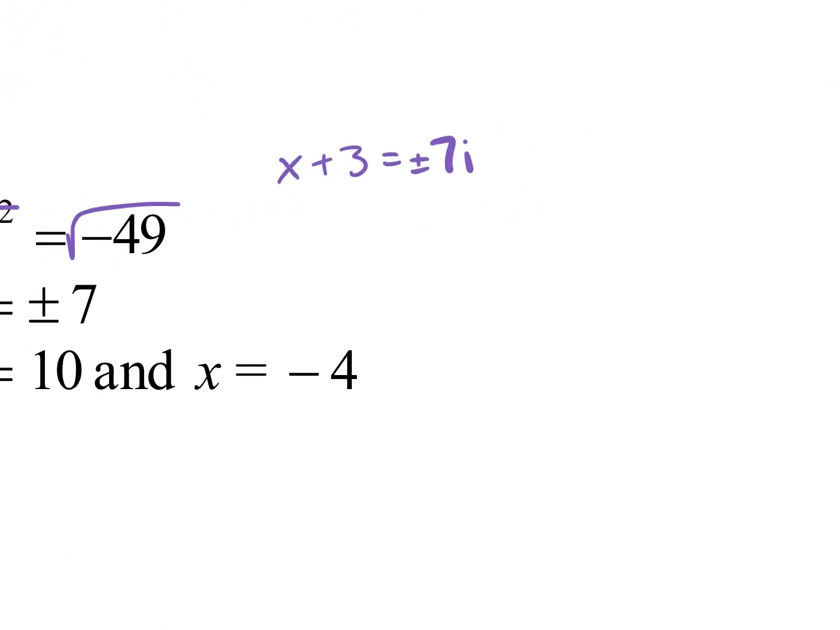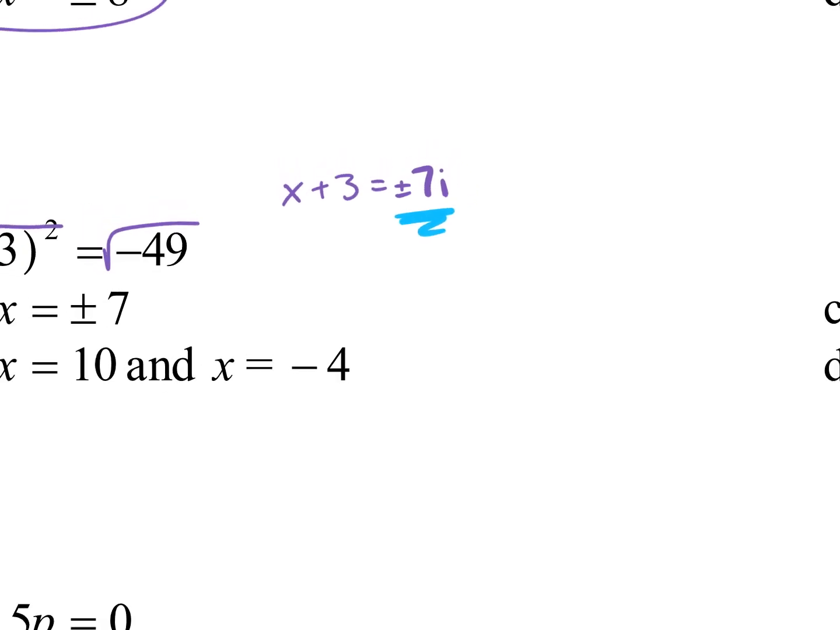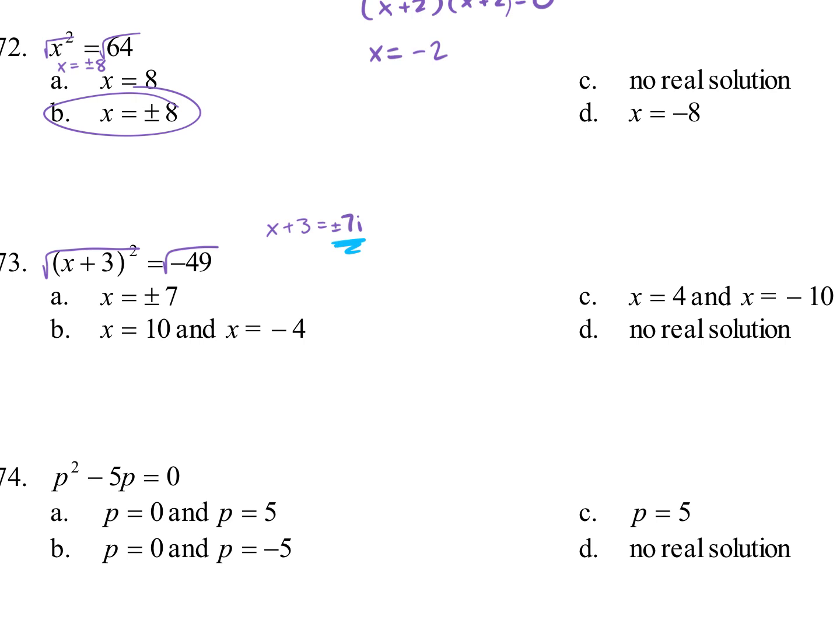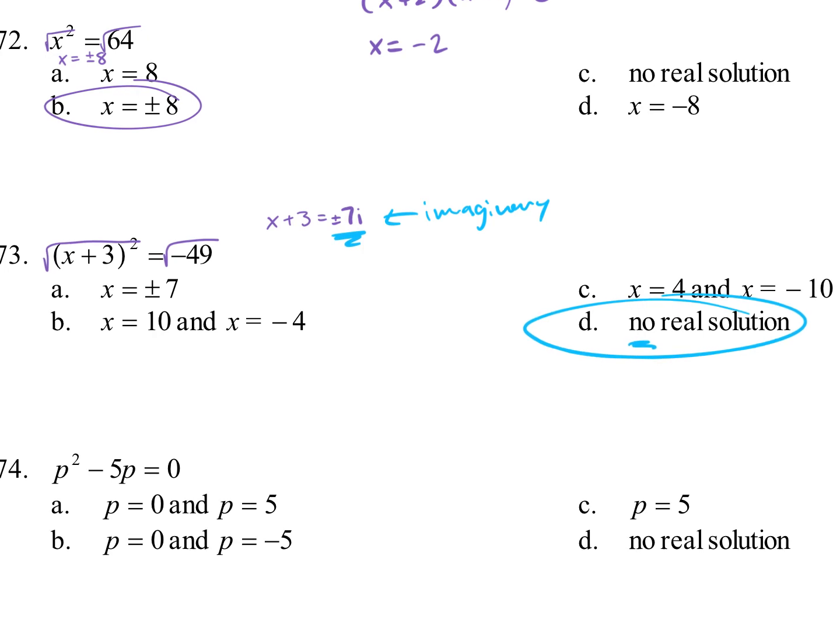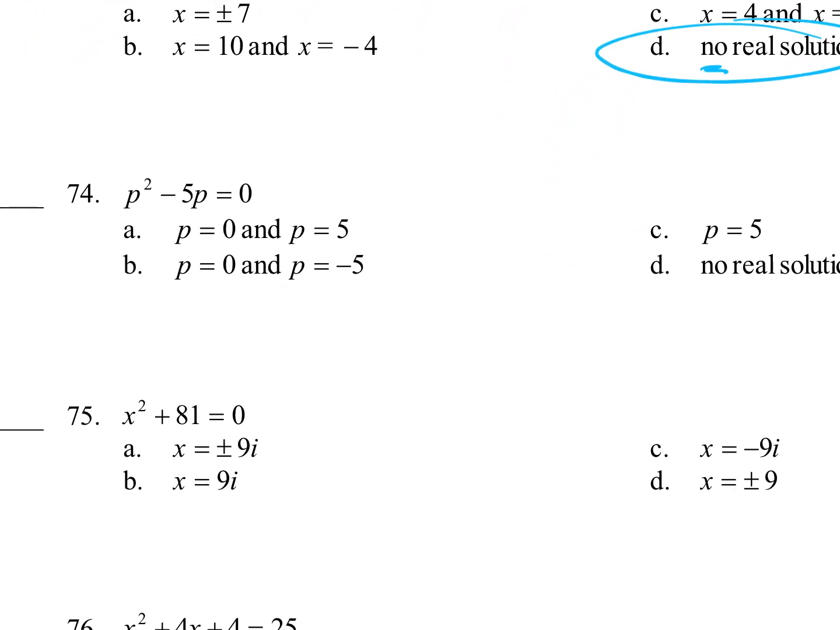If I have an i in my answer, what does that tell me about my solution? There's no real solution because it would be imaginary. So my answer would be D. So if you get a negative under the square root, it turns into an i and it makes it imaginary, not a real solution.